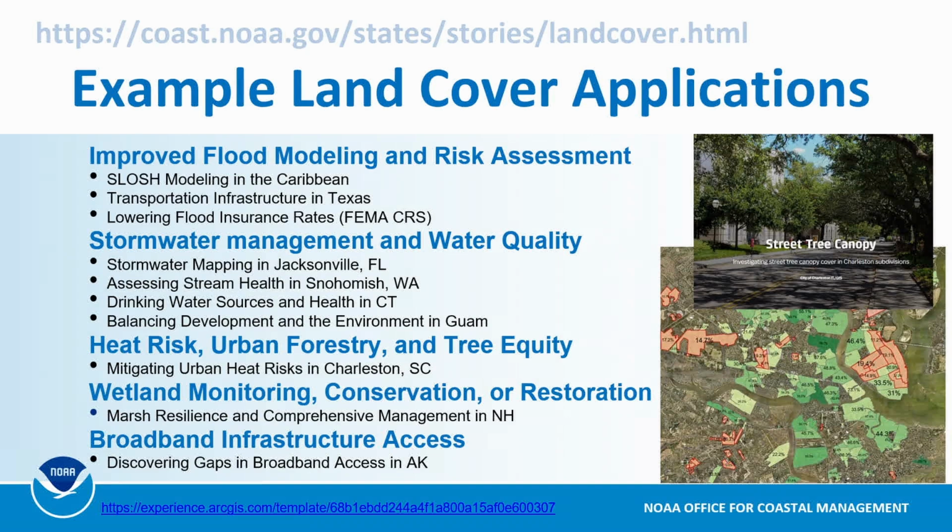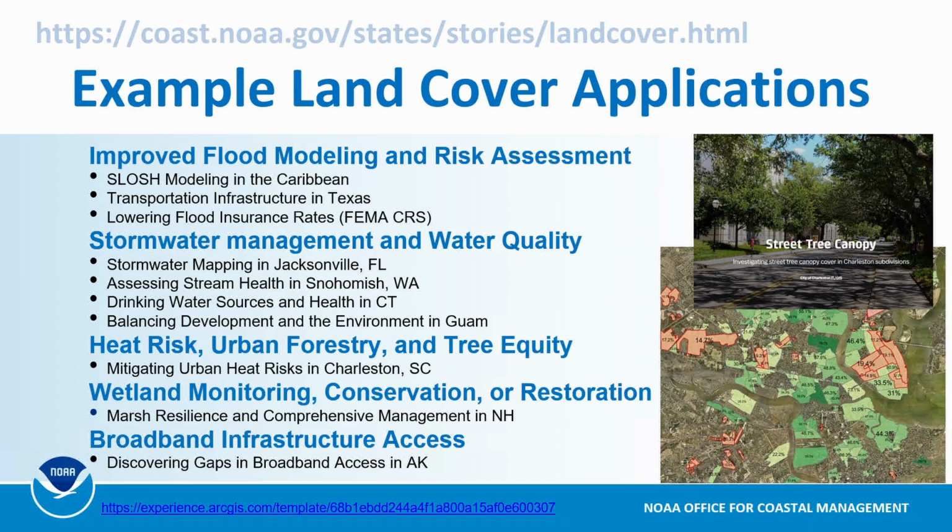The city of Charleston has used this data to assess urban heat areas and street canopy equity, similar to tools like American Forests' Tree Equity Score tool. So this just highlights all the uses that people are making of it. This is a big one. All these stories are on our Digital Coast site. There's a stories page where you can read what folks have done with this.